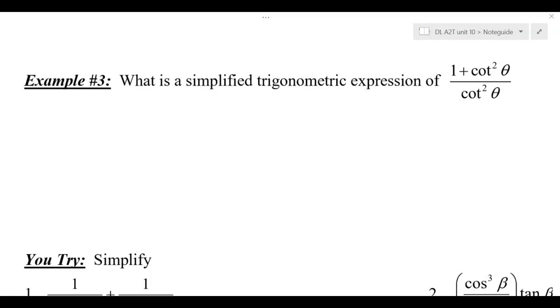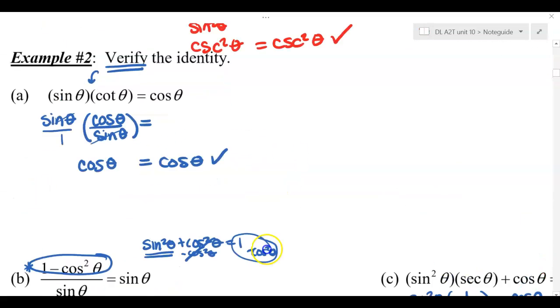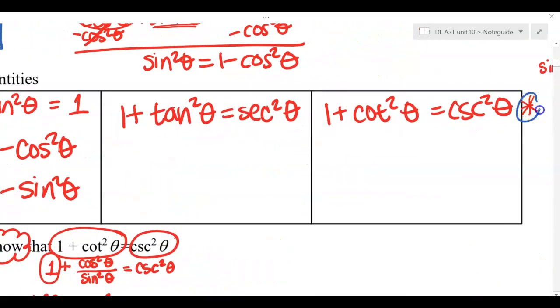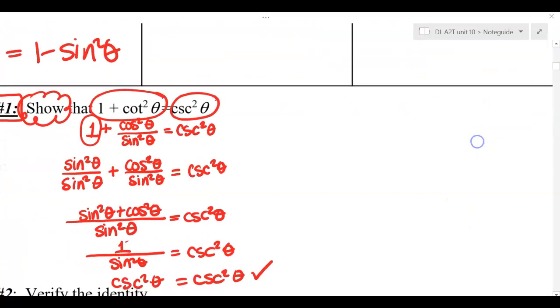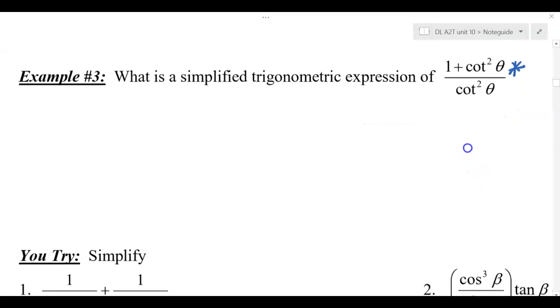So I'm just trying to see if I can replace things with something simpler. The first thing that stands out to me here is the 1 plus cotangent squared. I think that that's like one of our identities. So when I scroll back up, notice here 1 plus cotangent squared is equal to cosecant squared. So I'm going to replace 1 plus cotangent squared theta with cosecant squared theta. So this is going to become cosecant squared theta over cotangent squared theta.